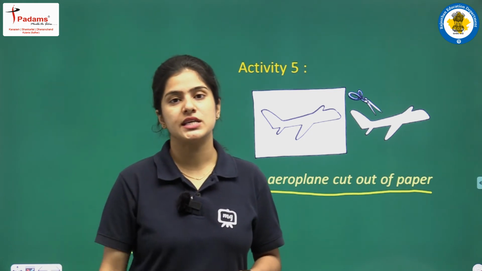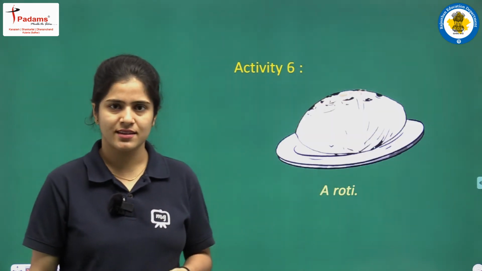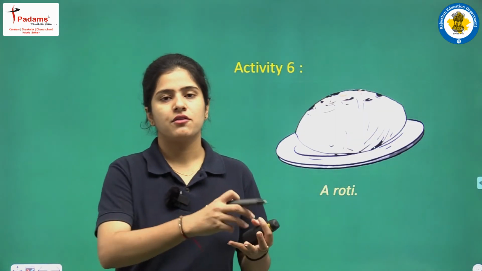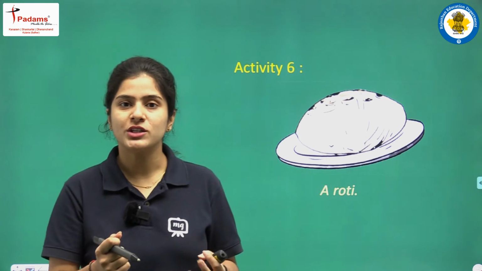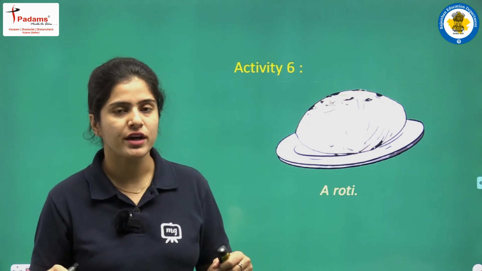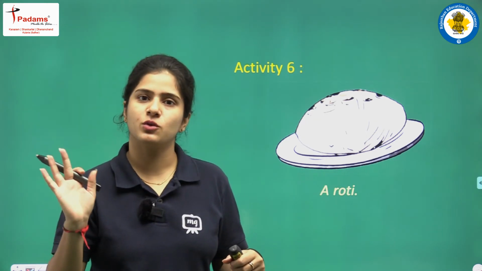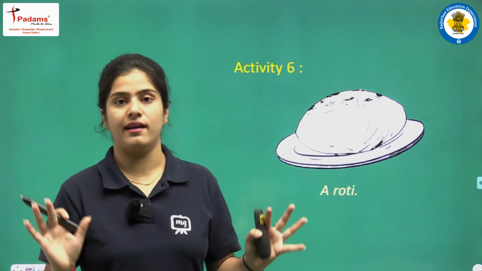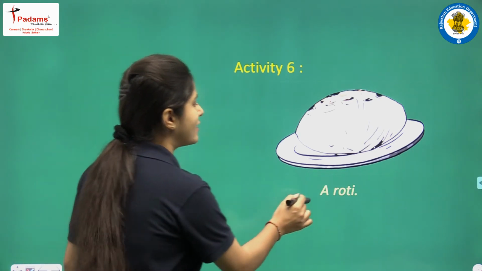What is in activity 6, students? What is the change there? We have the rolled out dough. We have made a roti out of it. And now we have put the roti on the tawa and baked it well. Okay. So we have made a roti.